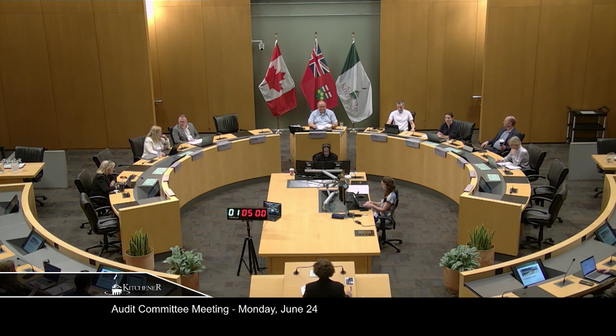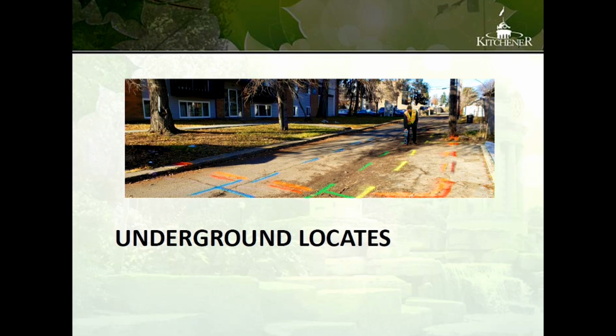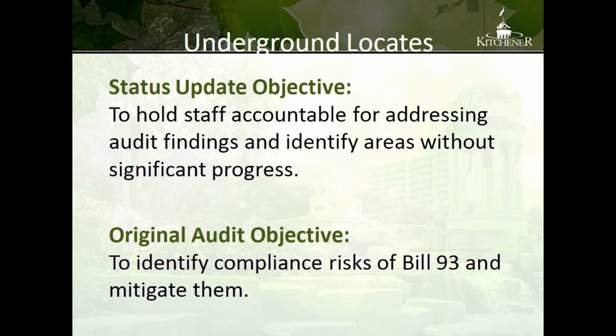All right. So the next status update relates to the capacity and org structure review that was done on the underground locate services for Ontario One Call. So the original objective was to identify compliance risks with the new Bill 93 legislation and offer recommendations to mitigate risk. The new legislation imposed strict timelines and associated penalties with conducting locate requests for the city-owned underground infrastructure, such as gas, water, sanitary, and stormwater assets.